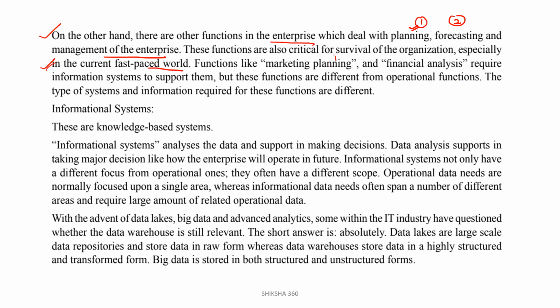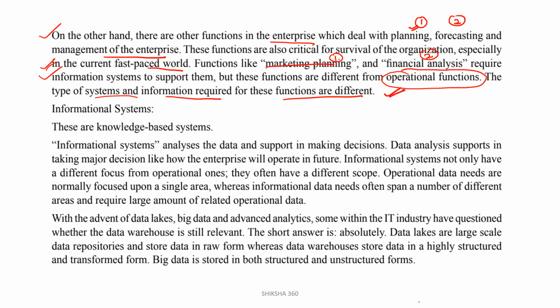Functions like market planning and financial analysis require information systems to support them, but these functions are different from the operational functions. So the type of systems and the information required for these functions are different.